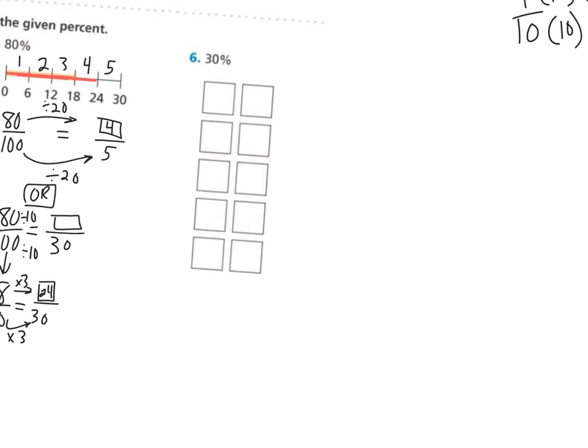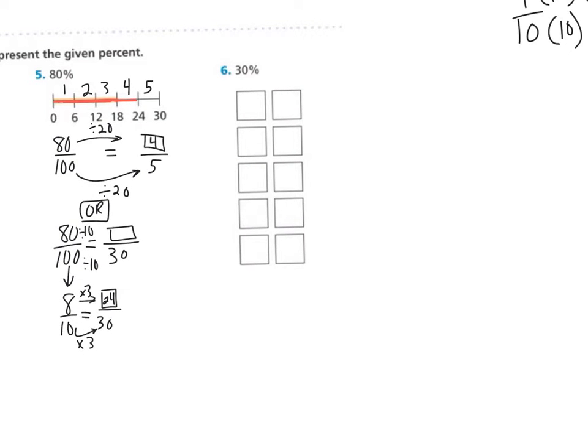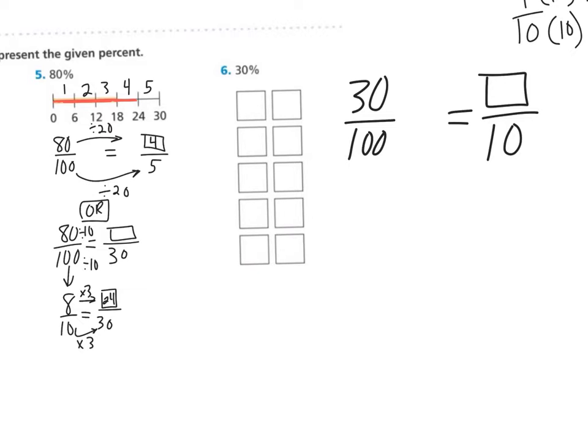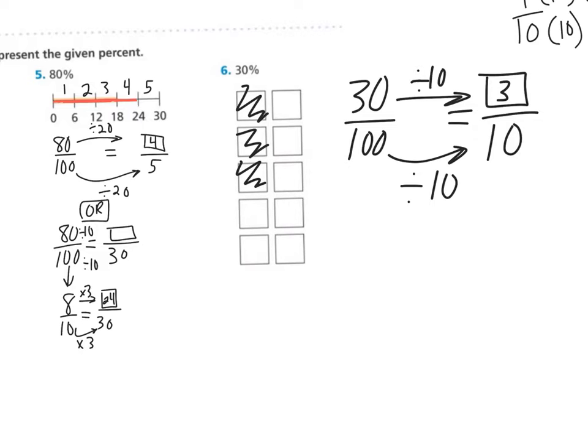Number 6, 30%. 30% is 30 out of 100. And we're trying to get it to something out of 10 because we have 10 squares here. So to go from 100 to 10 would be dividing by 10. So 30 divided by 10 would be 3. So that means we need to shade 3 out of these 10 squares.